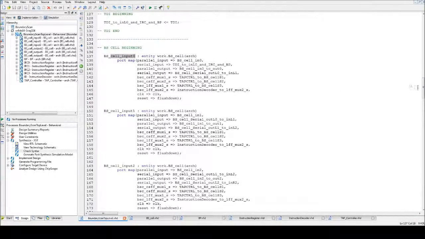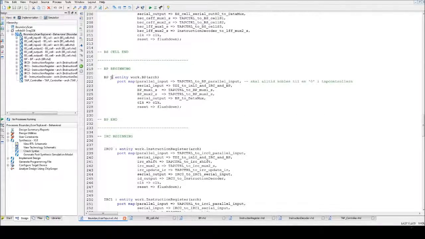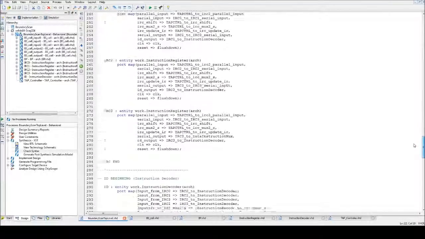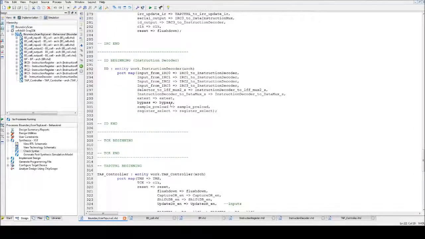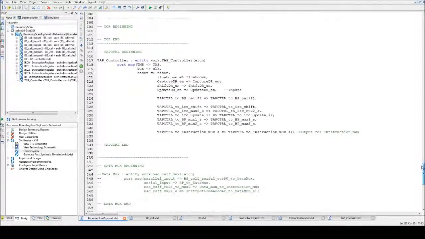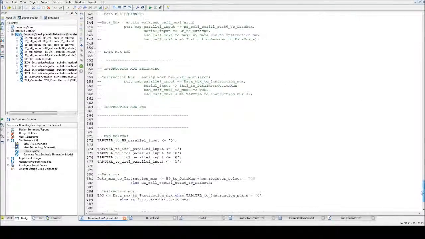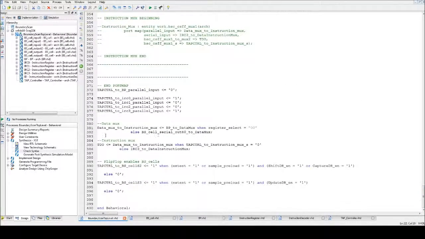Here we have the different cells. We have the bypass register. We have the instruction register cells. We have the instruction decoder and the port map for the tap controller. We also have some small bits and pieces at the bottom here, like the instruction and the data mux.